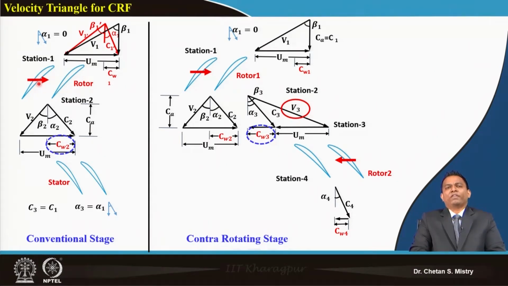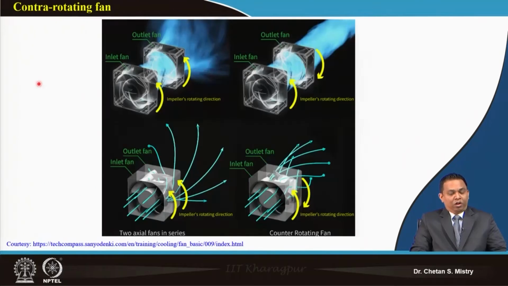Now, there are different studies being reported, and they are of major interest. What needs to be the gap between the stator and rotor in a conventional stage? What needs to be the gap between these two contra rotating rotors? That is also very important. We will see all this in detail. Now, this is one of the applications that people have explored.